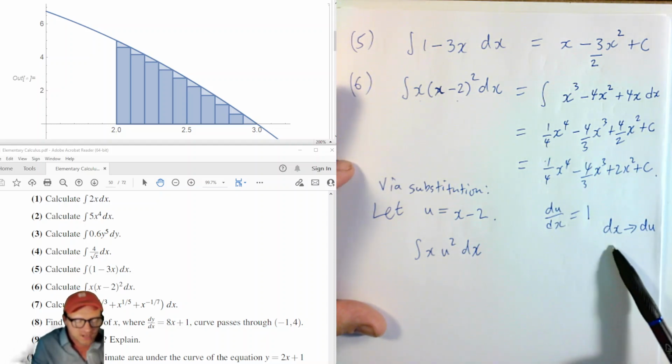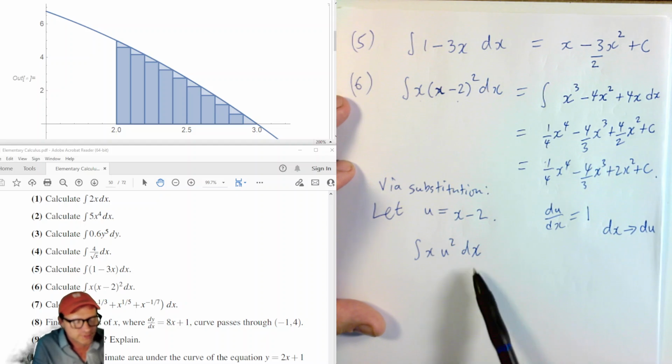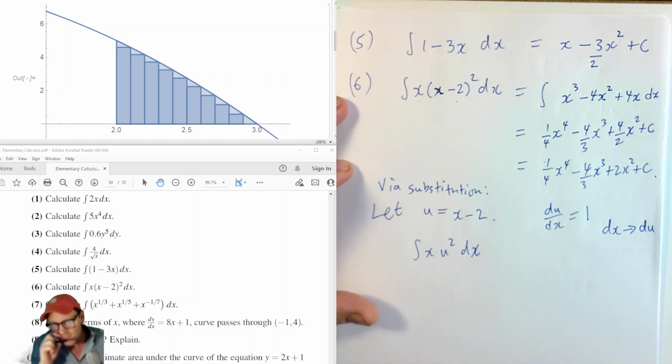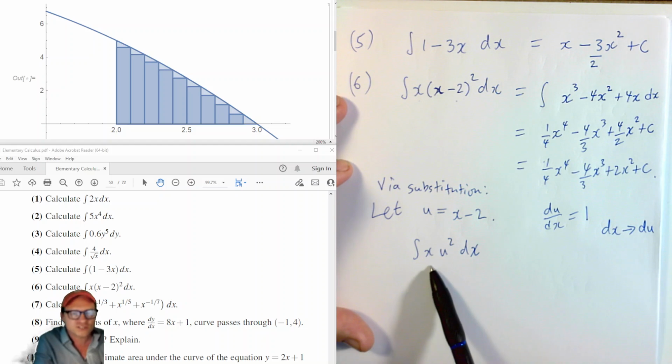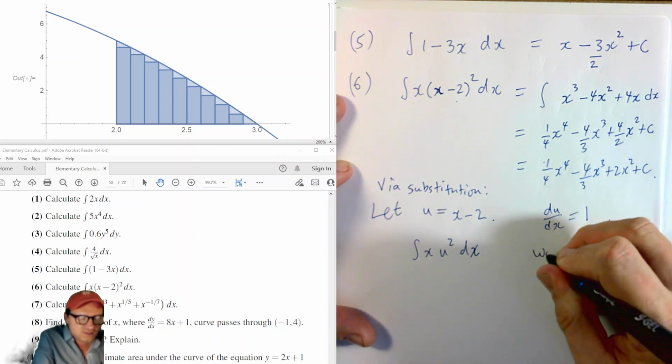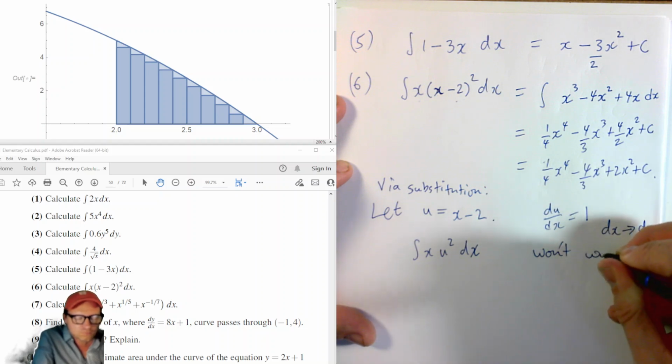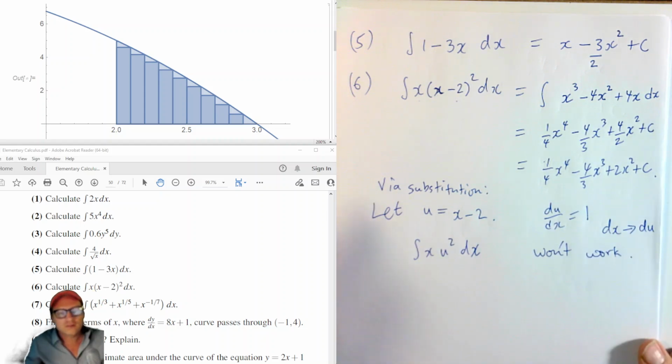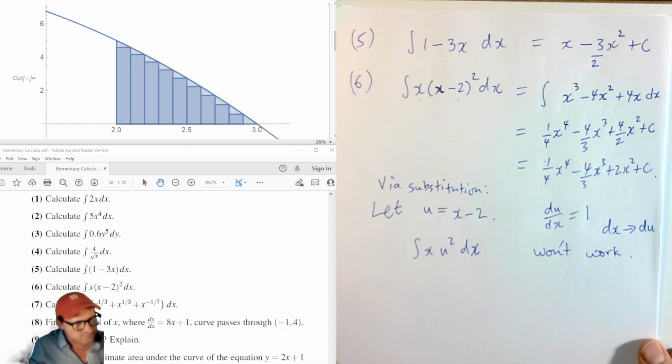And so at that point, I would put in the du, but then I would see, oh, this doesn't work because I have not been able to eliminate that x. Okay, so this won't work. So let's move on then to question 7.